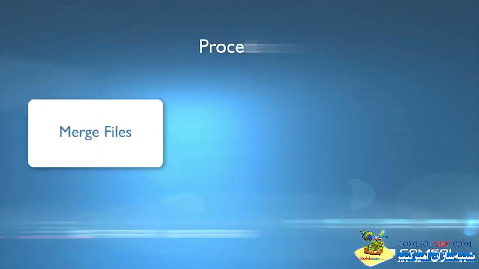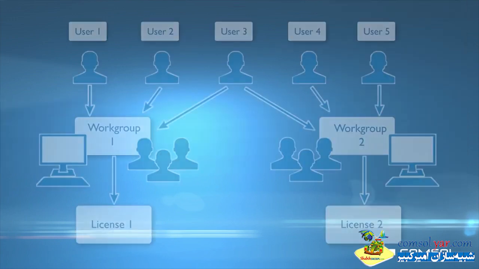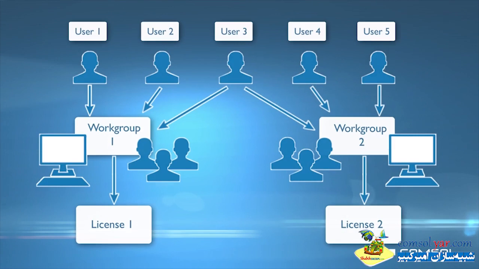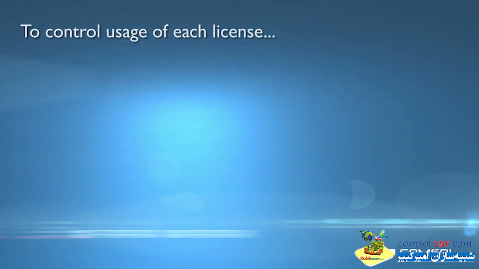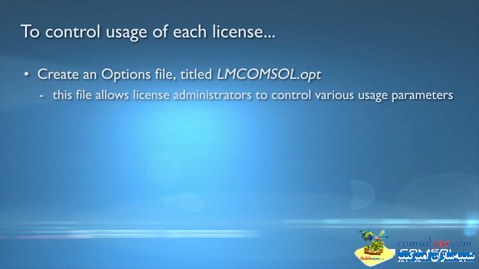Now we will make sure that the usage of License 1 is restricted to a number of designated machines, and License 2 to a different set. These are typically machines belonging to different workgroups. You can also choose to control usage on one license only, allowing anyone to use the other license. To control usage, create an options file titled lmcomsol.opt. The options file allows administrators to control various usage parameters.